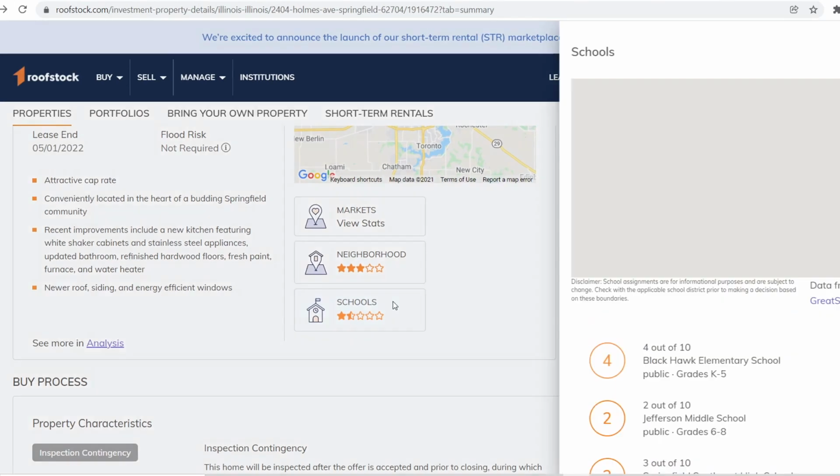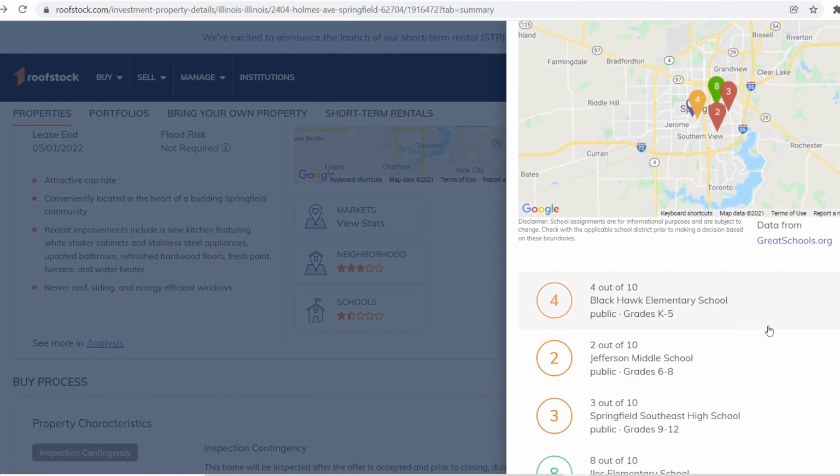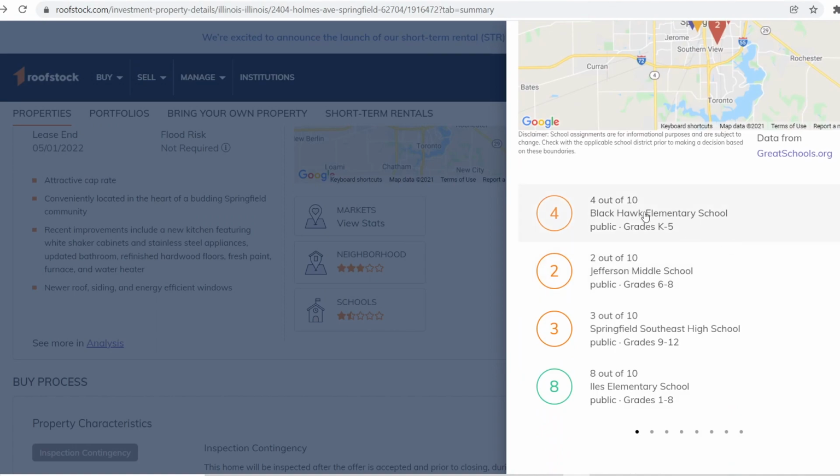If I click on this, it'll actually show you what schools are in the area. And you can see there's ratings for the school. So there's an elementary school, 4 out of 10. There's a middle school, 2 out of 10, not that great. And there is a high school, which is 3 out of 10. There is, it looks like, another elementary school that has a much higher rating, but it's not clear whether or not this property is located within that school's geographic area.